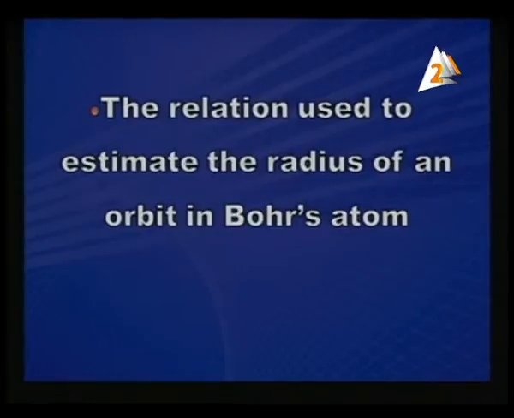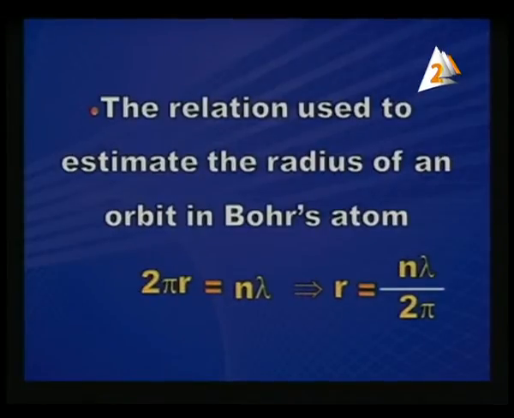The relation used to estimate the radius of an orbit in Bohr's atom. The circumference should be equal to an integer of wavelengths, so the radius equals n lambda over 2 pi.